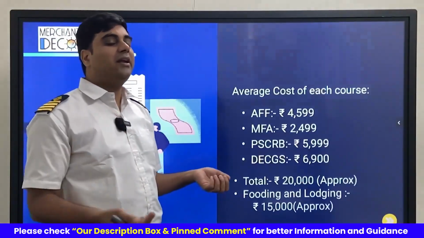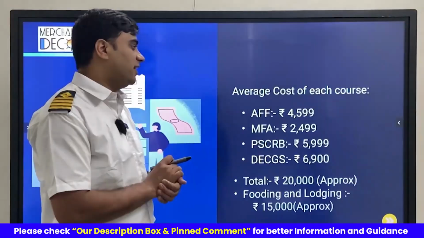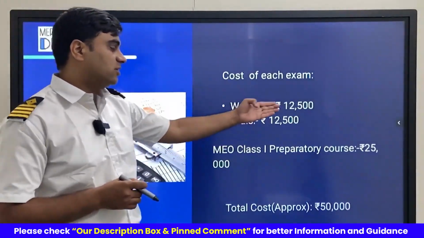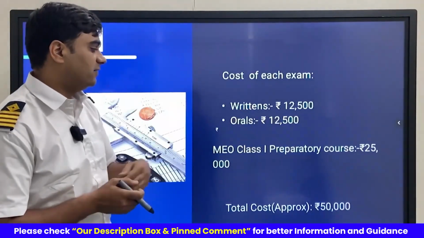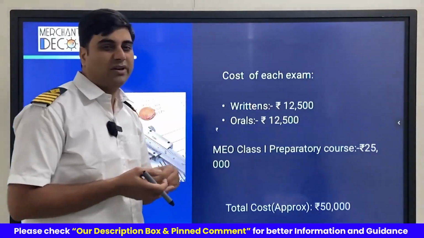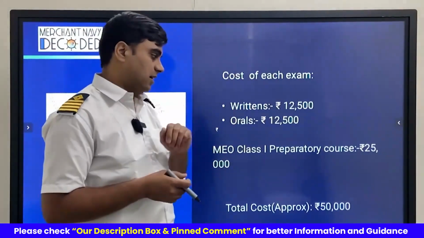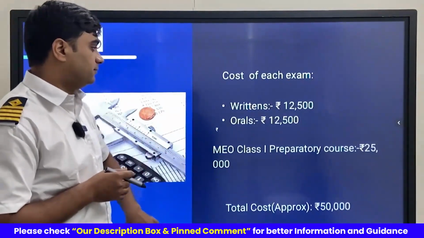However, if you keep on repeating because you do not study nicely, then your cost may be going up, right? So the cost of each exam, as I said, is written 12,500, oral 12,500, and preparatory somewhere around 25,000 or 20,000, depending upon the institute. So this is the rough idea of the estimations, right?